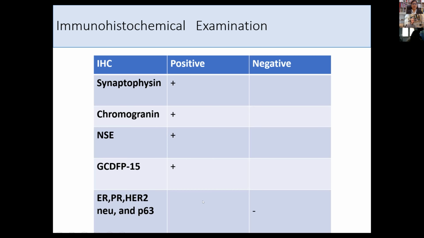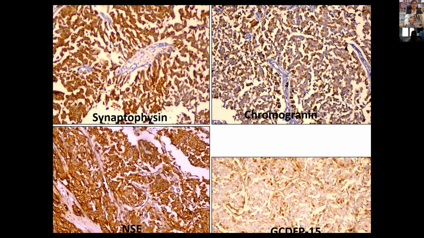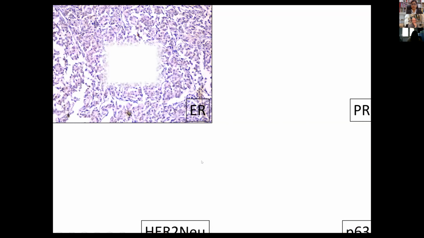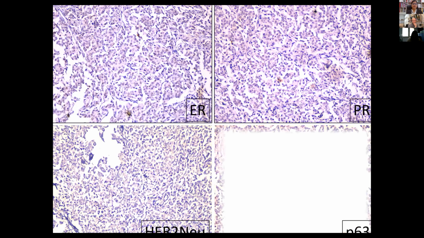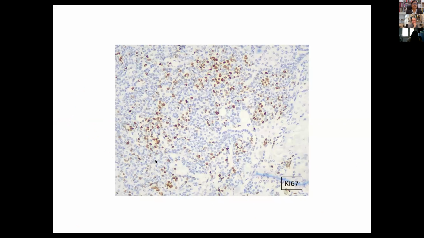These hormone receptors and P53 were negative. So in these pictures, you can see the synaptophysin, chromogranin, and neuron-specific enolase. GCDFP was beautifully positive, diffuse membranous positive in the tumor cells. And the ER, PR, HER2/neu, and P63 are all negative in the tumor cells.